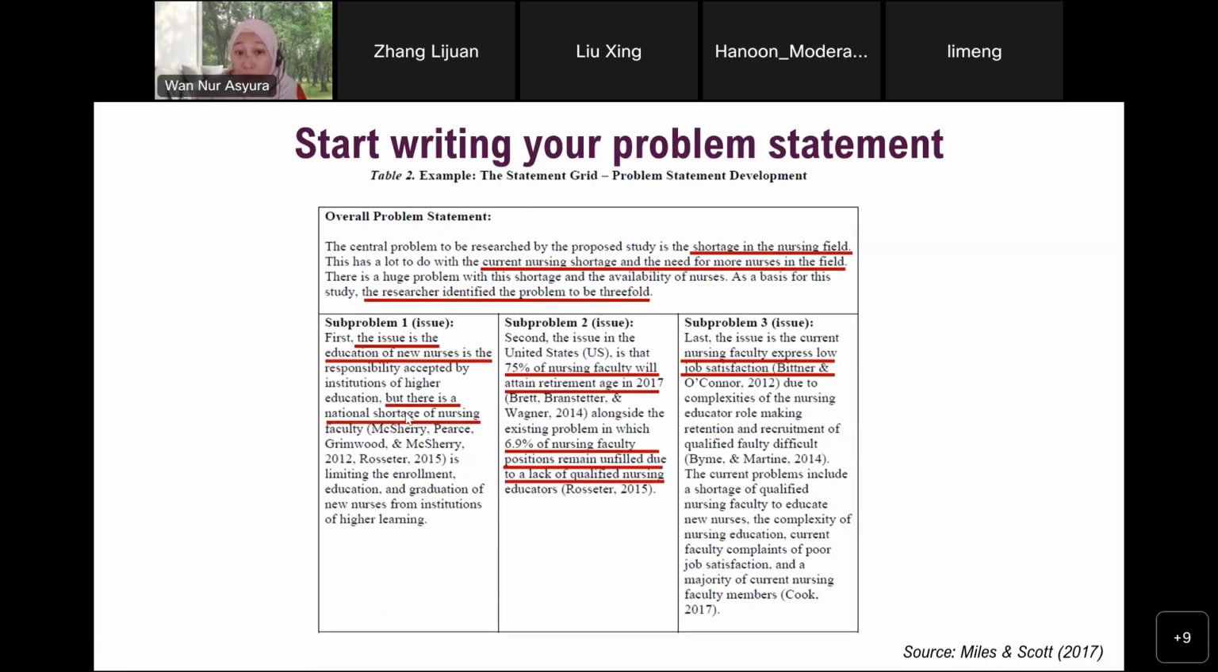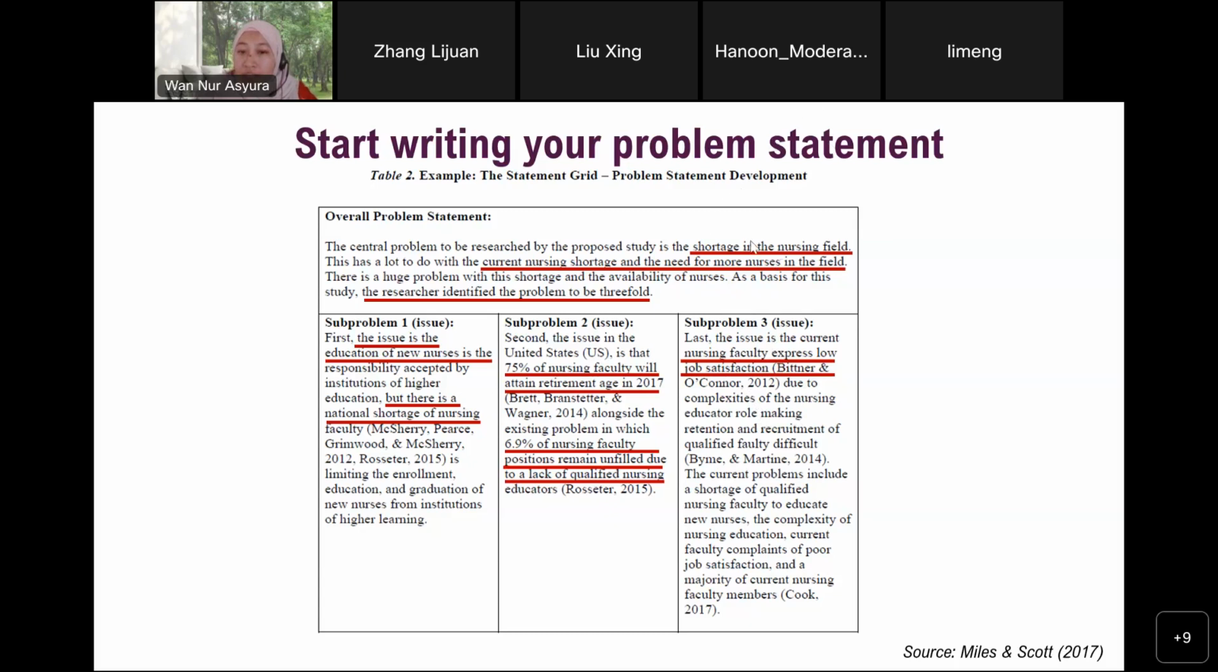So this is sub-problem 1. The general or overall problem statement is shortage in the nursing field. The first sub-problem, which is the first issue, is the education of new nurses, but there is a national shortage of nursing faculty. The second issue is that 75% of nursing faculty will attain retirement in 2017. And the third issue with regards to shortage in the nursing field is that nursing faculty express low job satisfaction.